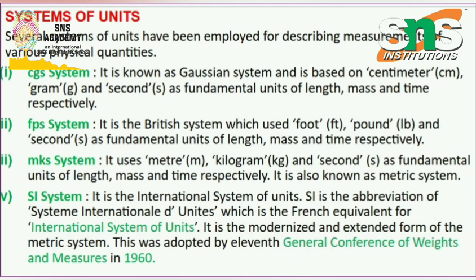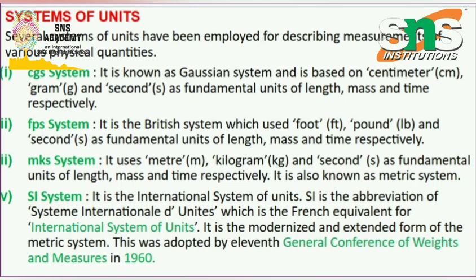The next system is FPS. It is a British system, that is foot, pound and second. The first one, F, is for length, P is for mass and S is for time as well. The third system of unit is the MKS system, that is meter, kilogram and second. The same thing is followed over here. It is otherwise called the metric system.